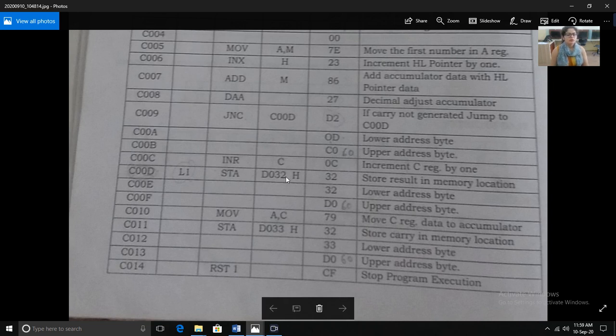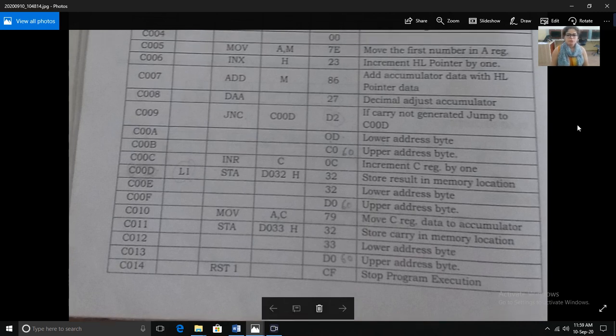So similarly, as we have used the hex code 32 for STA, we again have to use hex code 32 for the STA instruction. Now the lower address byte is 33, and the upper address byte is 60. And now CF is the end of the program. RST1 and CF. CF means end of the program, so to end the program you have to use the hex code CF. So with this, we have completed this program.